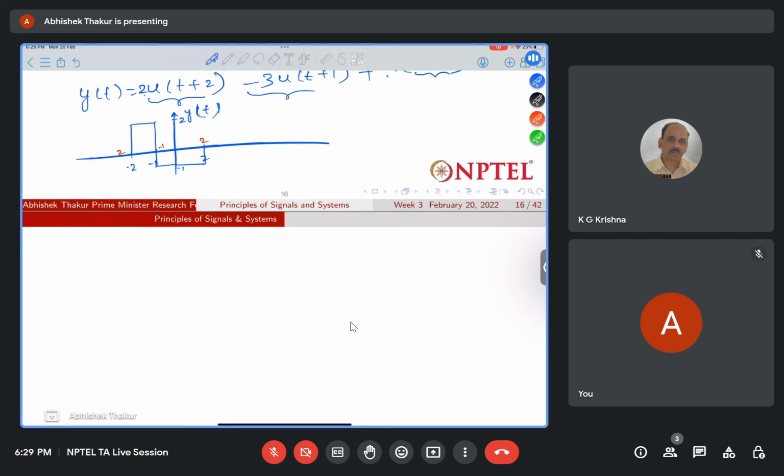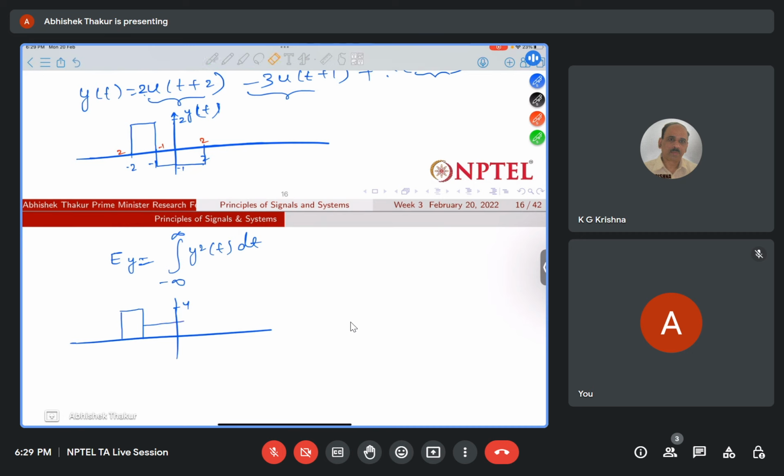Now, in this question it is asking for the energy of y(t). Energy, we know, is just the summation of the square of the signal from minus infinity to infinity. So when we square this, from minus 2 to minus 1 it will become 2 square, that is 4. And from minus 1 to 2, it will become the square of minus 1, that is 1.